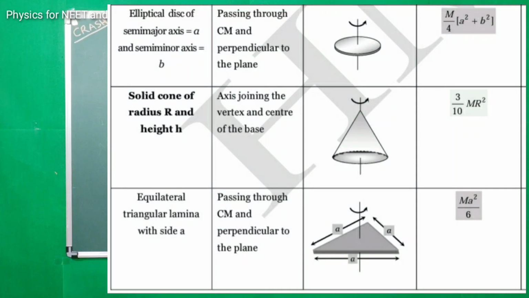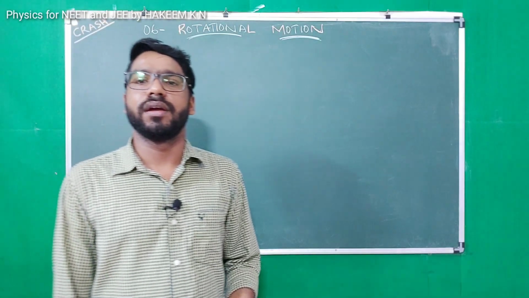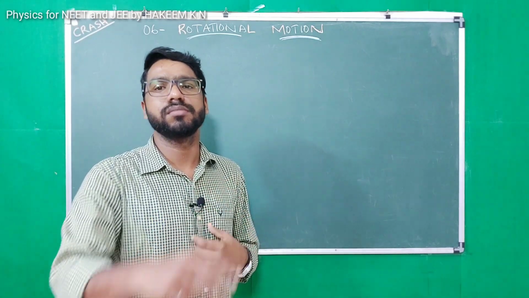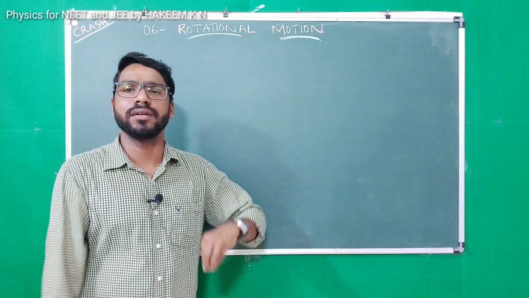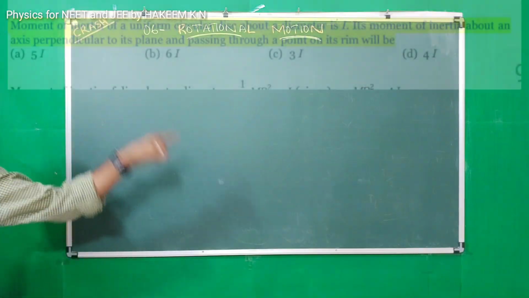And for an ellipse with semi-major axis A and semi-minor axis B, the moment of inertia about an axis passing through the center perpendicular to the plane is M/4 into (A² + B²). For a solid cone, it is 3/10 MR², and for an equilateral triangular lamina it is MA²/6, where A is the side of the triangular lamina. Try to remember the moment of inertia of special bodies also, then we can solve the problems quickly and very easily. Here is the question.